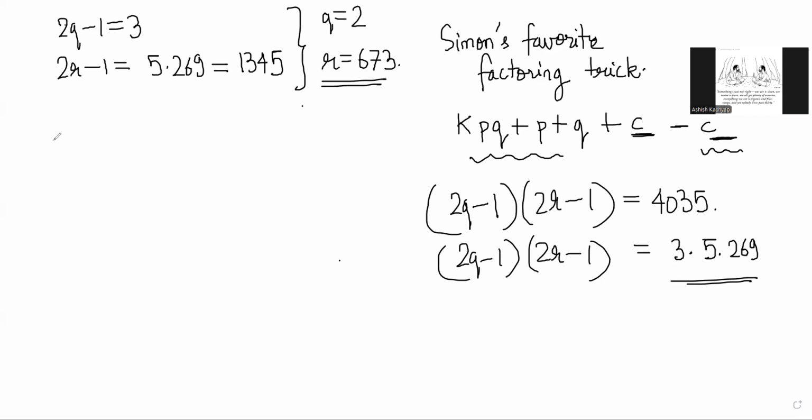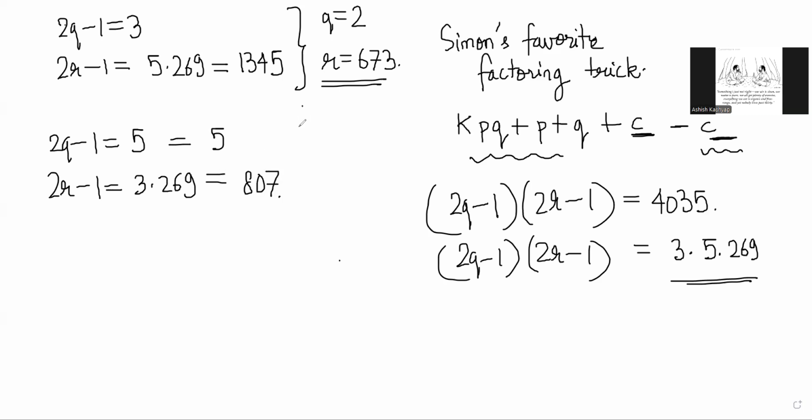You could also take the situation 2Q minus 1 is 5 and 2R minus 1 is 3 times 269. And this becomes 5 and this becomes basically 807. And in this case, the solution Q is coming out to be 3 and R is coming out to be 808 by 2. Notice that this becomes 808 by 2, 404. So this is not a solution because this is not a prime number. So this is not an appropriate solution.